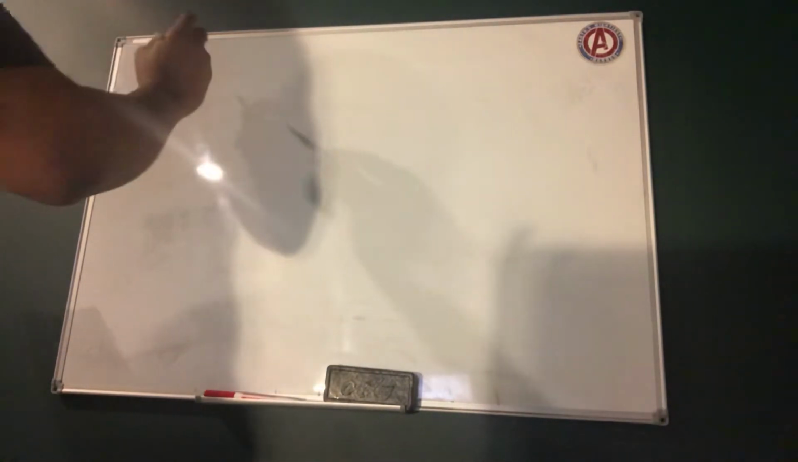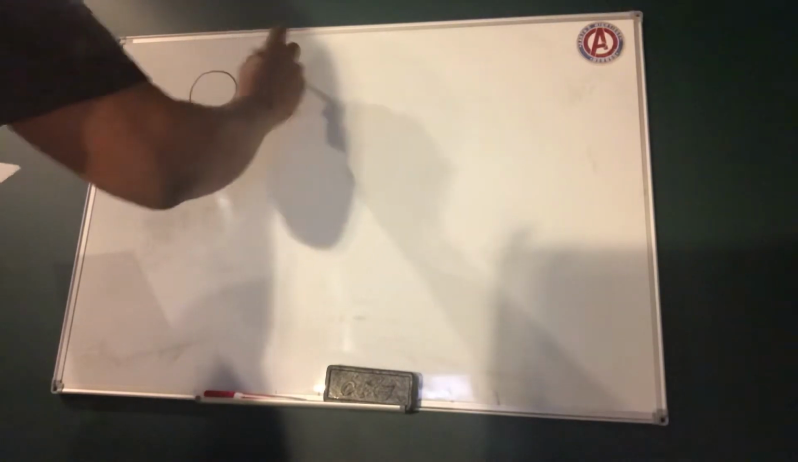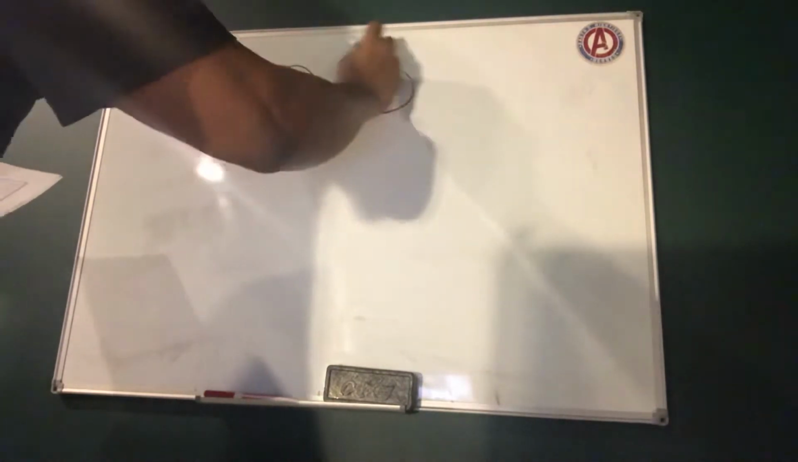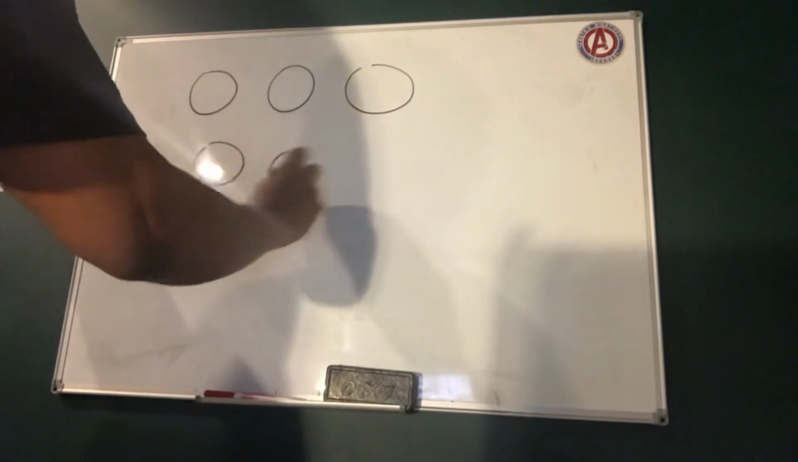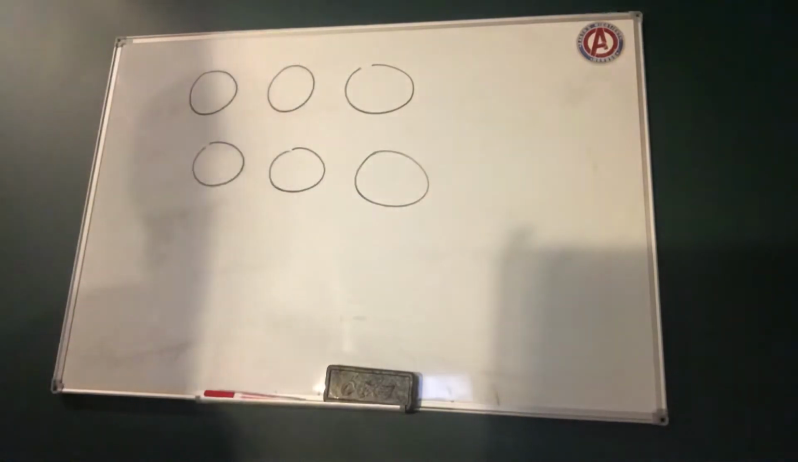So we have 6 ants. We're going to represent our ants by using circles. So we have 6 ants: 1, 2, 3, 4, 5, 6. We have 6 ants, and each ant has 6 legs.